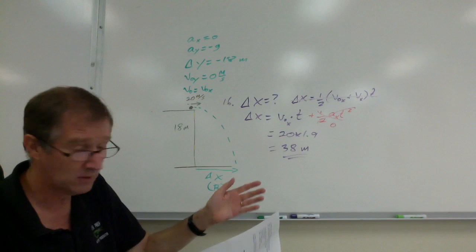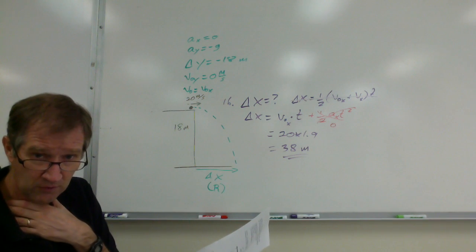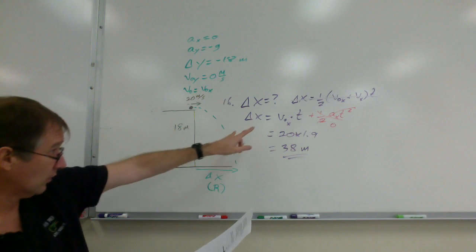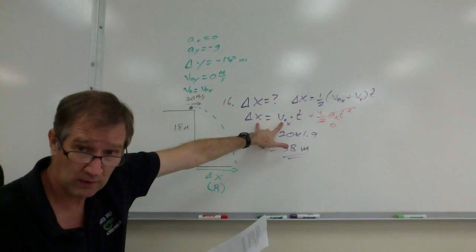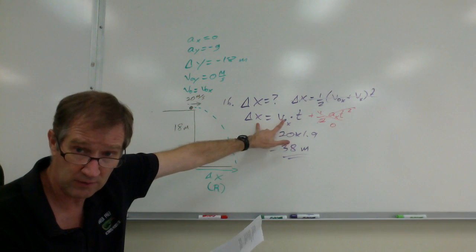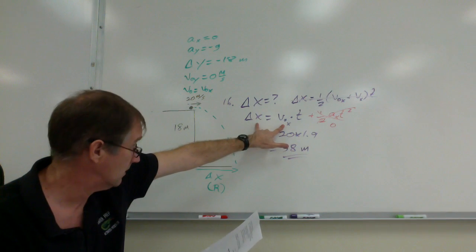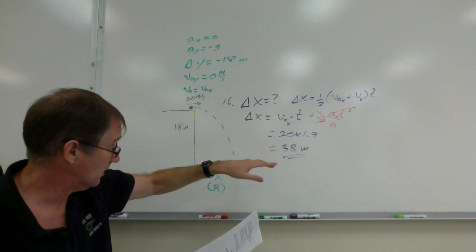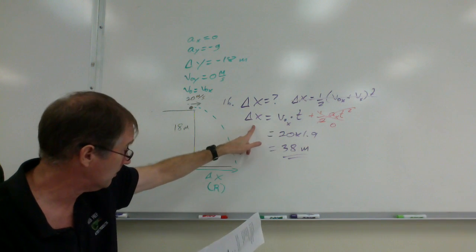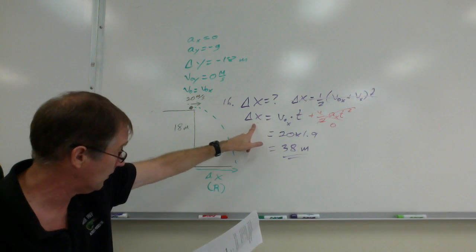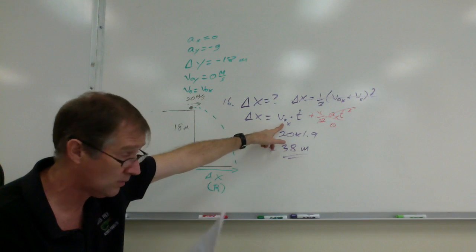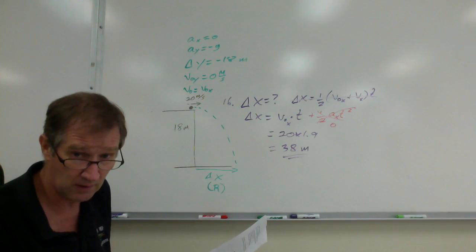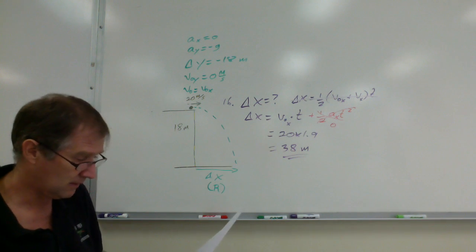Whatever you do to the launch velocity directly affects the range. So they're directly proportional. You double the velocity, you double the range. You triple the velocity, you triple the range. You cut the velocity in half, as in this question, you cut the range in half. It doesn't affect the time, though. All right, that's the end of that one.